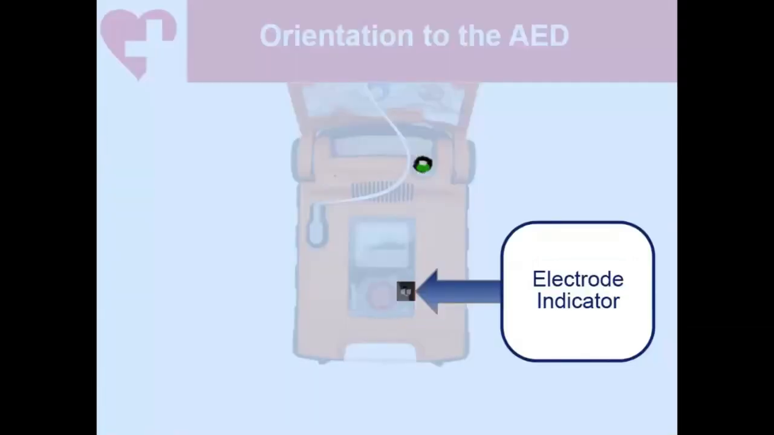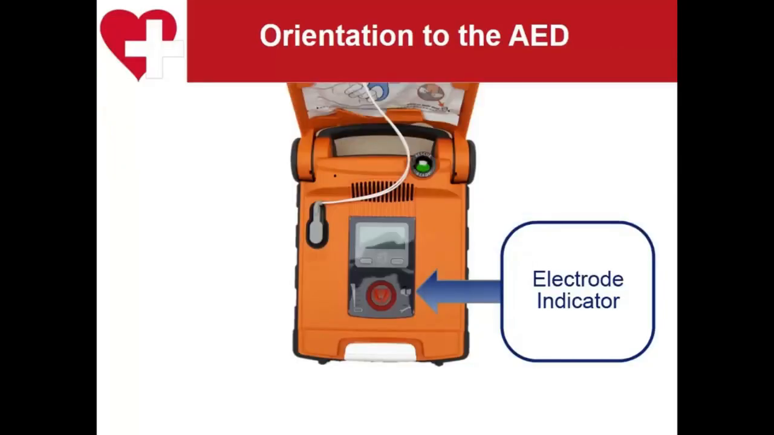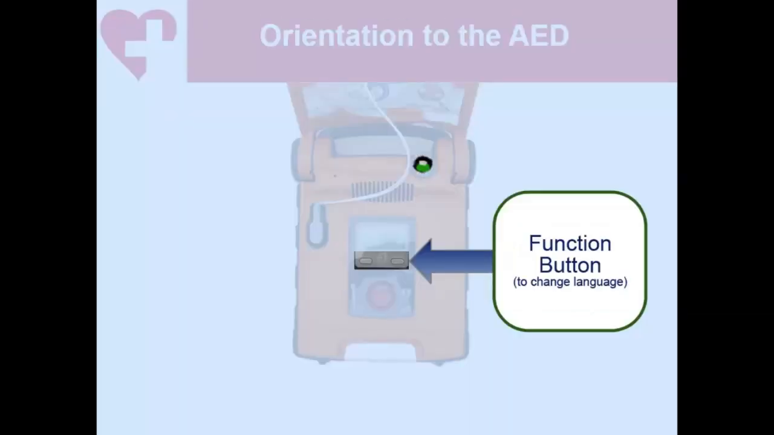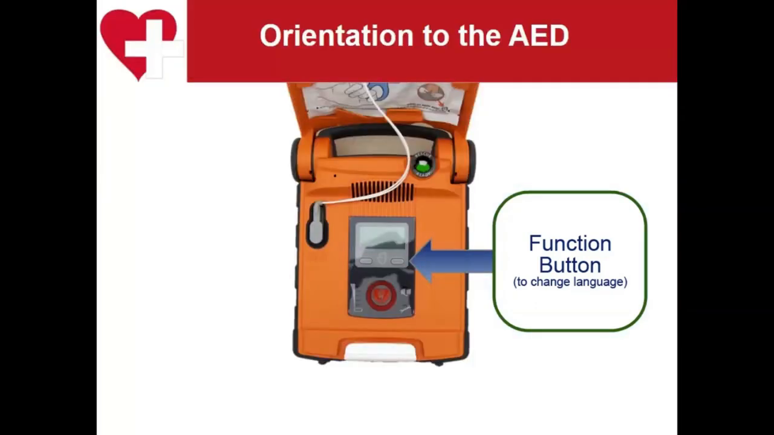The electrode indicator. The electrode indicator will light up when the pads are improperly connected to the AED, cold, dried, or damaged, or detached from the patient during a rescue. The function buttons. The right function button can be pressed to change the language prompts from English to French and French to English at any time during an AED rescue. When you press the left and right function buttons together for 3 seconds, the AED will go into diagnostic mode.